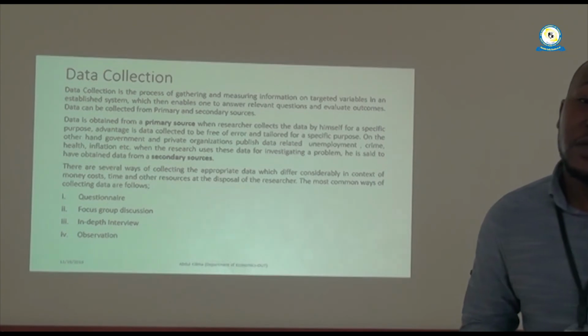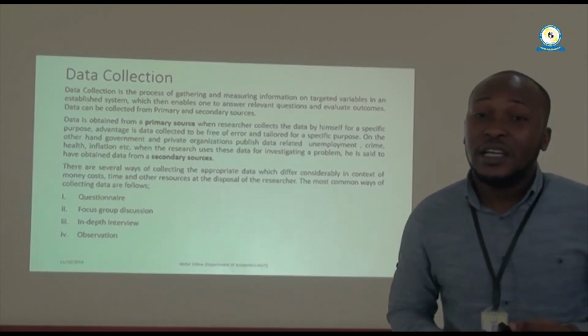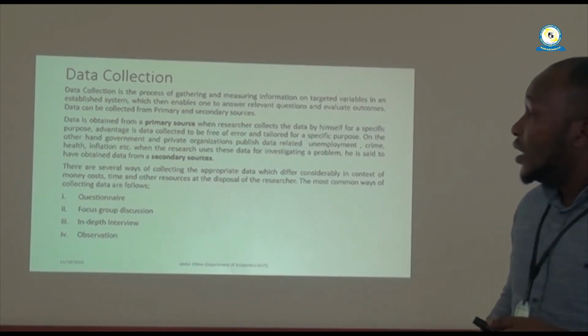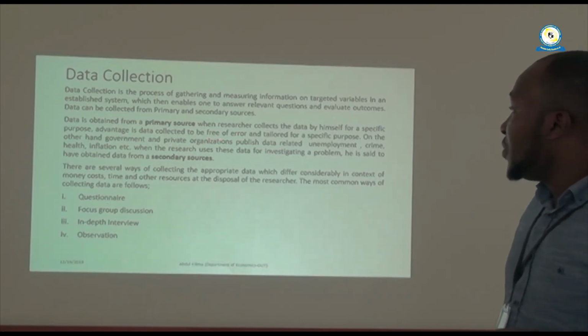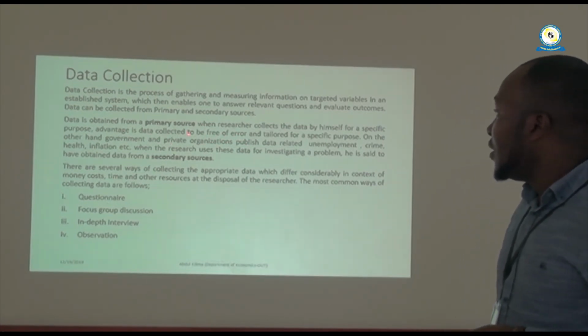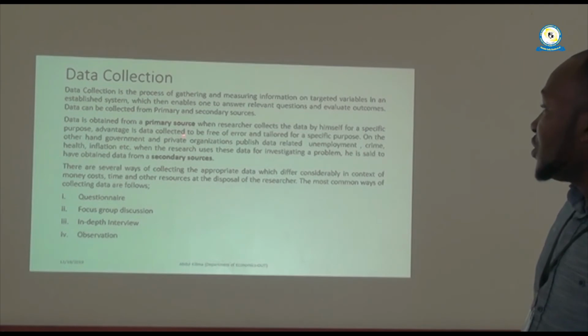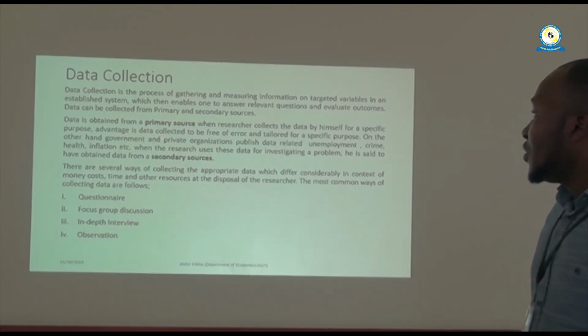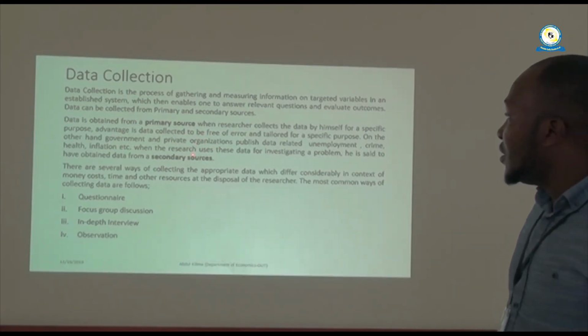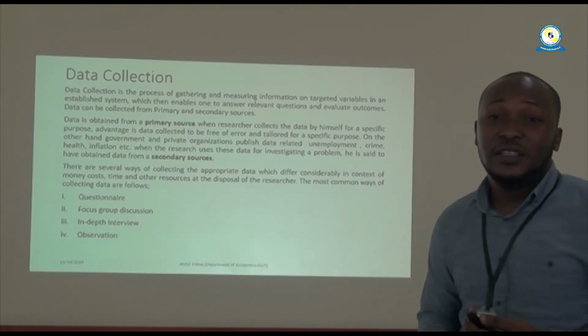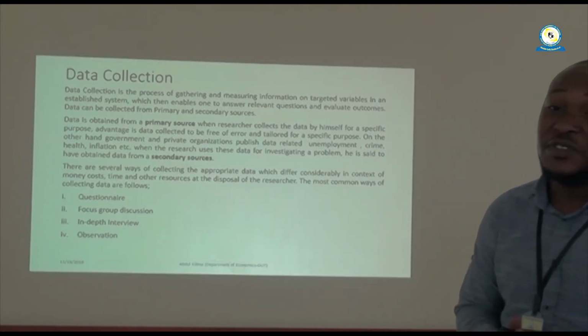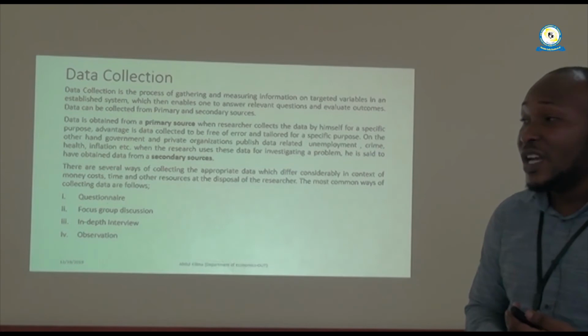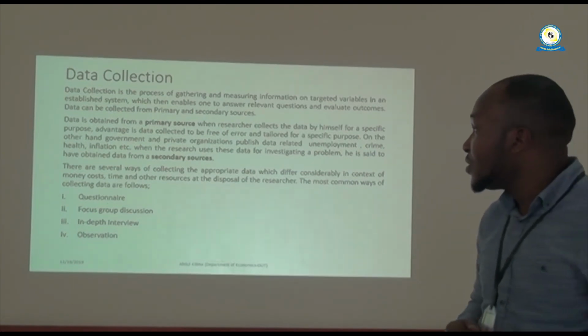When you say primary source, it means the researcher has control over the information. There is an advantage of collecting data using a primary source. Data collected is said to be free of error and well tailored for a specific purpose. You collect data according to your research objectives.